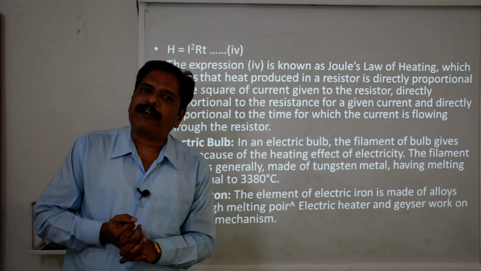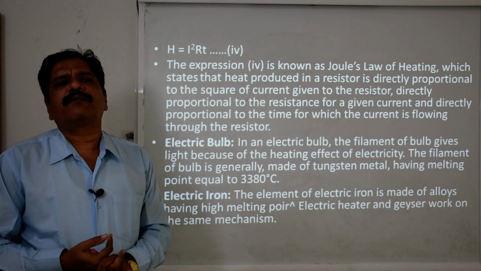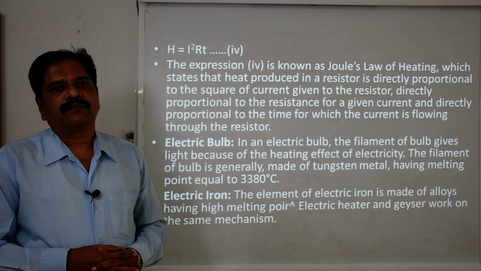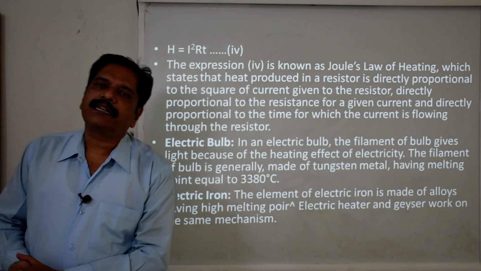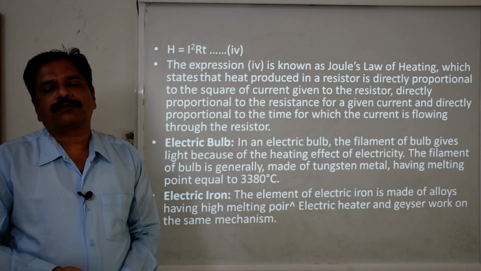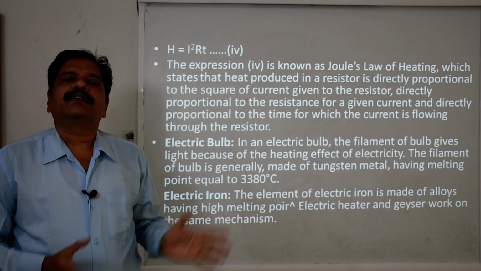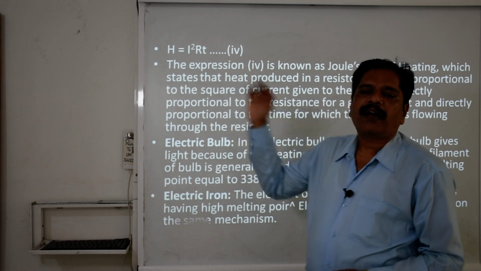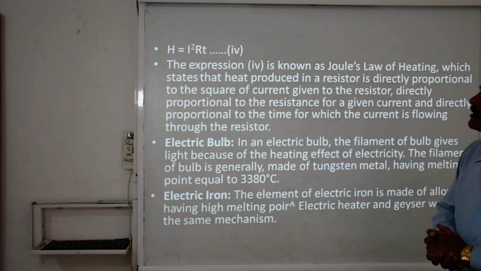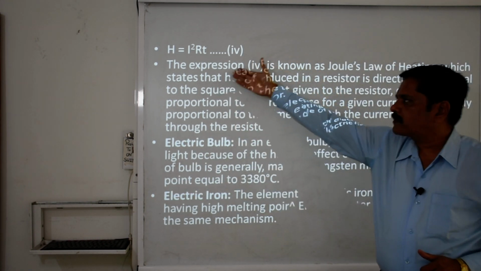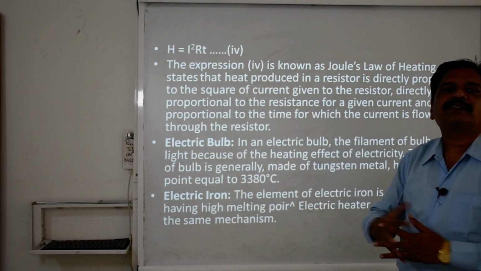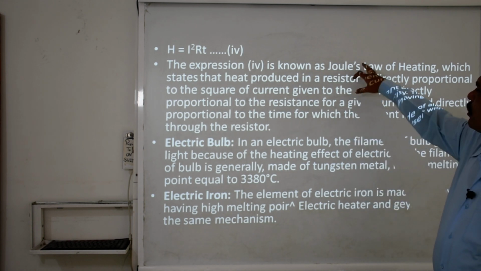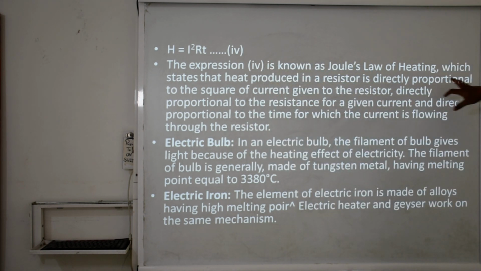So if you want to find the total amount of heat energy generated by a circuit or a device, then always apply this formula, H is equal to I squared R T. What is H? H is the total amount of heat energy generated. What is I? I is the electric current in amperes. R is the resistance and T is the time for which the electric current passes through it. This is called Joule's law of heating.